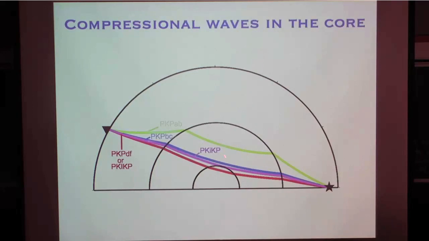The chaps labeled here in blue and then in green are PKPBC and PKPAB. They're just seismic phases which make it into the outer core, never quite get to the inner core, and then come back up to the surface. And they're very often used as reference phases.